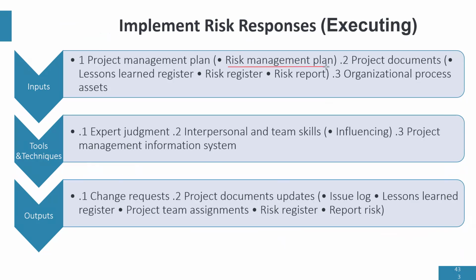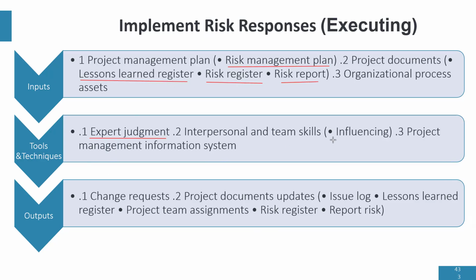Here, we use a risk management plan to look at the risk owners and the people, the roles and responsibilities that we've assigned to manage risk on the project. We can look at lessons learned from earlier on in the project. We can look at the risk register where the risk response is and the risk owner. We can also look at the risk report. Now, expert judgment means the risk owner and the project manager use expert judgment in responding to the risk.